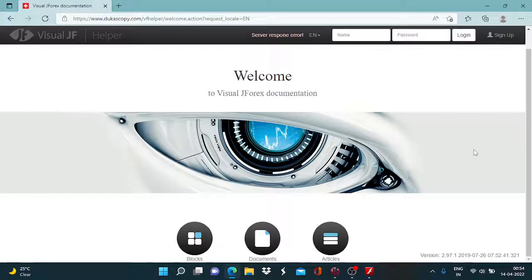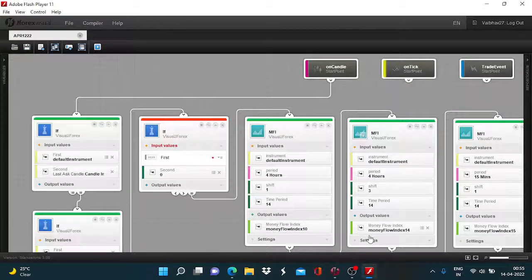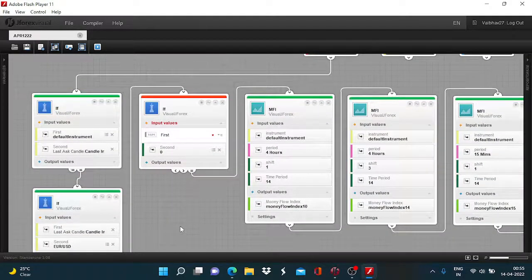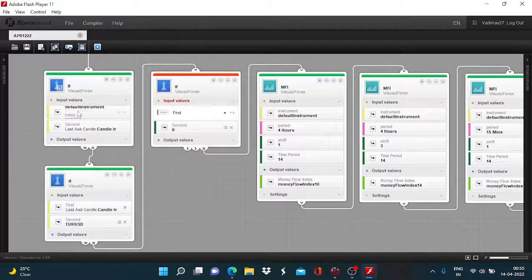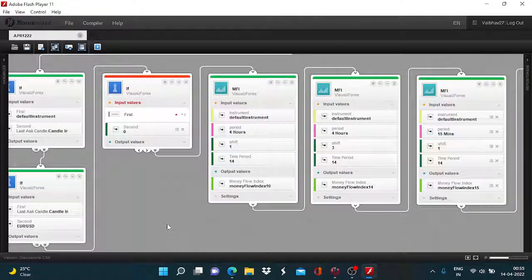Myself Vaibhav. In today's session of Visual JForex, we will continue to develop the algorithm using the indicator Money Flow Index. This is the second part of this series involving this indicator, MFI. Let us now head to the Visual JForex board, which has been developed by the Dukascopy Bank SA. In the last session, we had defined the Euro USD as the default instrument, which was being matched with the candle instrument to get the instrument subscription done.